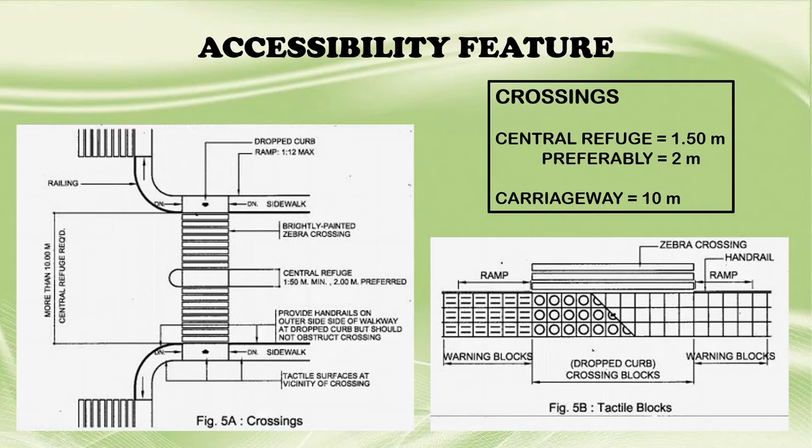All crossings should be located close, if not contiguous, with the normal pedestrian desire line. Provide tactile blocks in the immediate vicinity of crossings as an aid to the blind. The tactile surface has to be sufficiently high to be felt through the sole of the shoe, but low enough not to cause pedestrians to trip or to affect the mobility of wheelchair users.